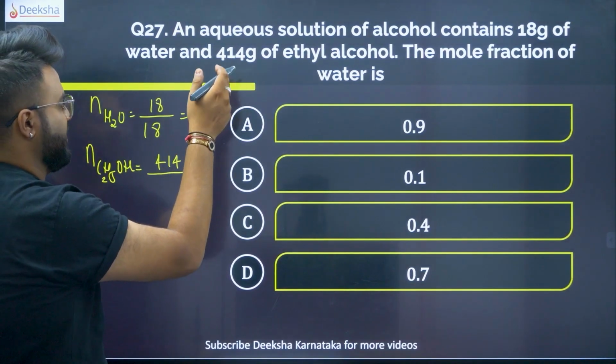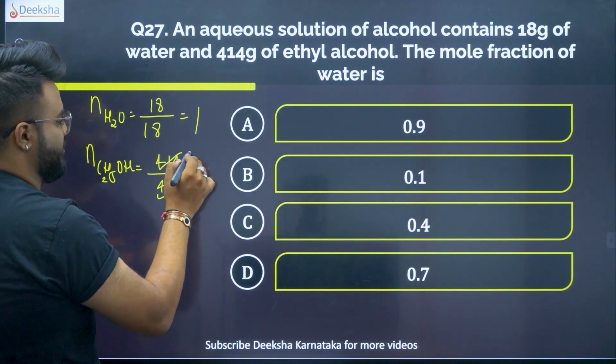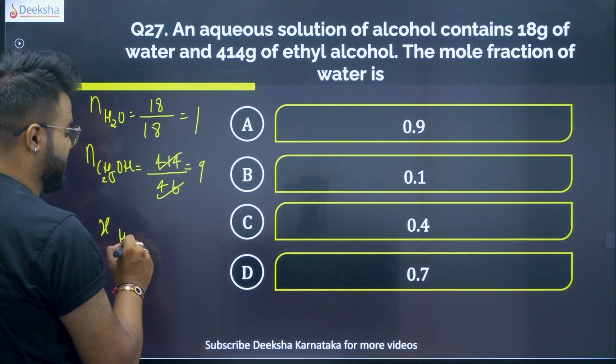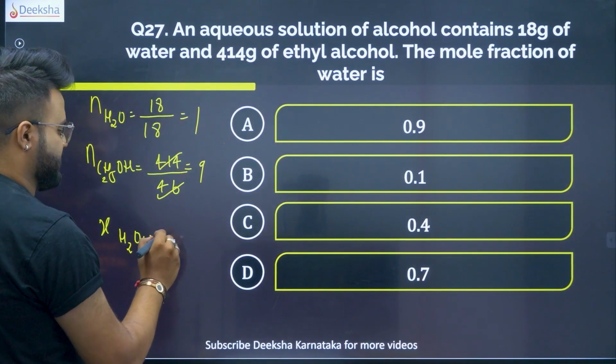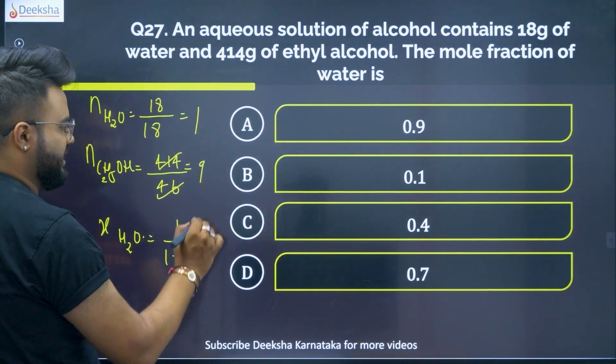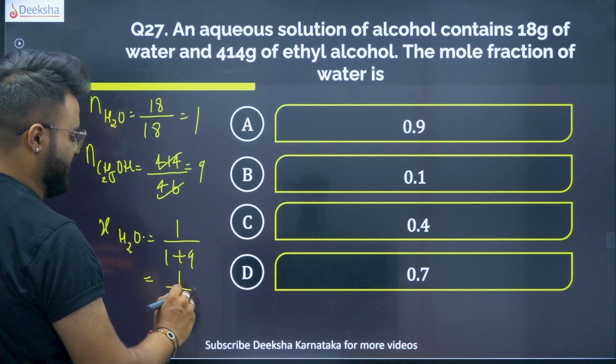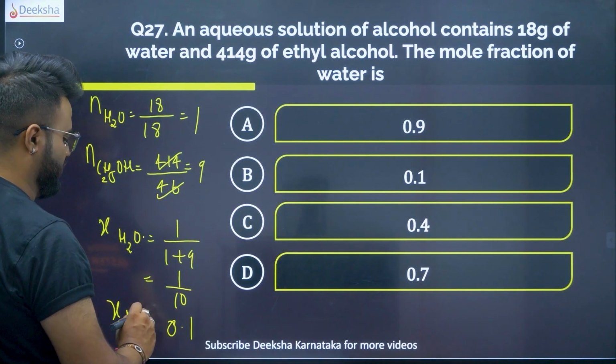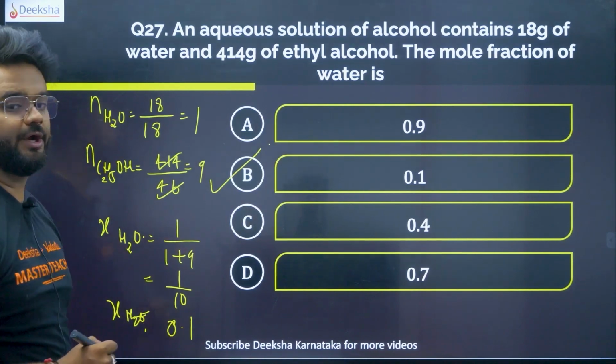So what will be the molar mass of ethyl alcohol? It will be 46. So when I do this, it becomes 9. Therefore, what will be the mole fraction of H2O in this water? It is nothing but 1 divided by 1 plus 9. What we have got? That is 1 divided by 10, that is nothing but your 0.1. Therefore, the mole fraction is nothing but your 0.1.